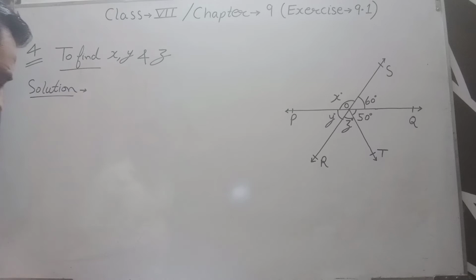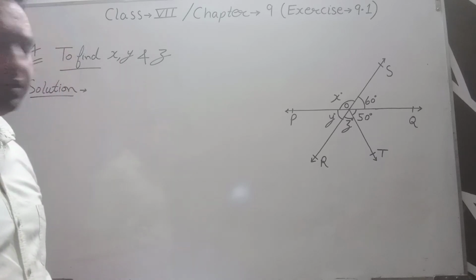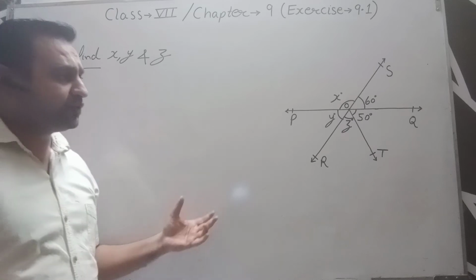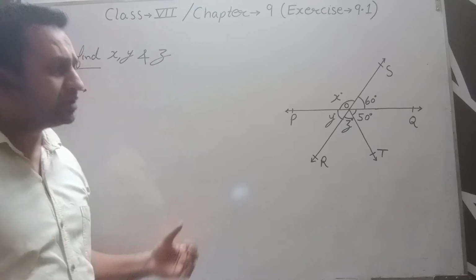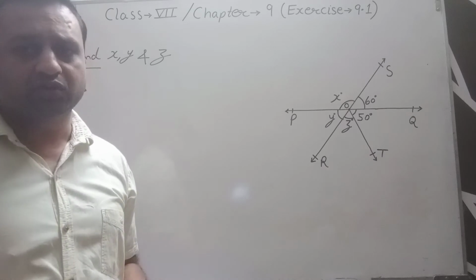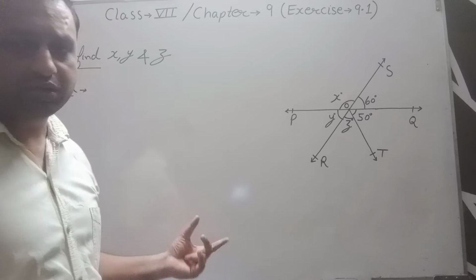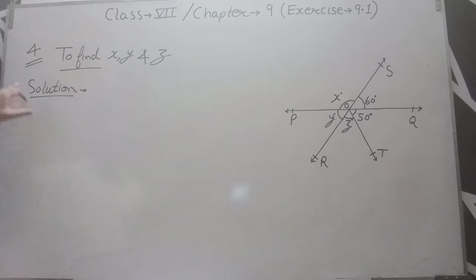In the previous video, we discussed the basics of the chapter, in which we discussed ray, line segment, types of angles, adjacent angles, linear pair, vertically opposite, complementary angle, supplementary angle, and so on. And we have completed exercise 9.1 up to question number 3. Now we start question number 4.